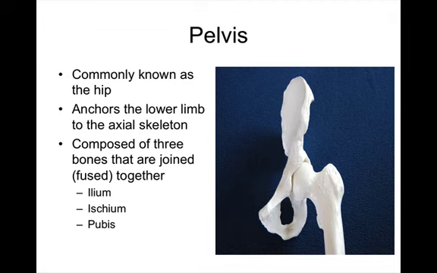Also know that the pelvis itself is composed of three bones that are joined together. Another way of saying that is they're fused together. So these three bones are called the ilium, the ischium, and the pubis. And what's pictured in the image to the right also is the pelvis as it's connecting to the head of the femur. And the femur, again, is the bone of the thigh.